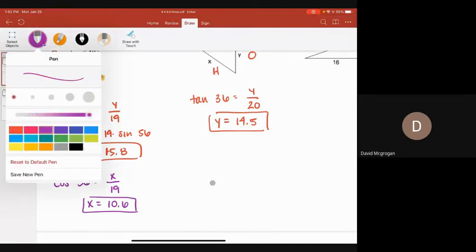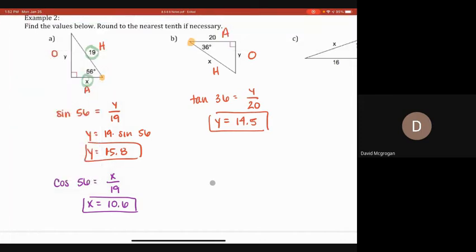Somebody else, how could I then find x? Brayden. Okay, yeah, I can use the cosine ratio. So that would be cosine of 36 equals the adjacent, which is 20, over the hypotenuse, which is x. What's different about this? X is on the bottom. Any ideas of how I can solve this properly if x is on the bottom?